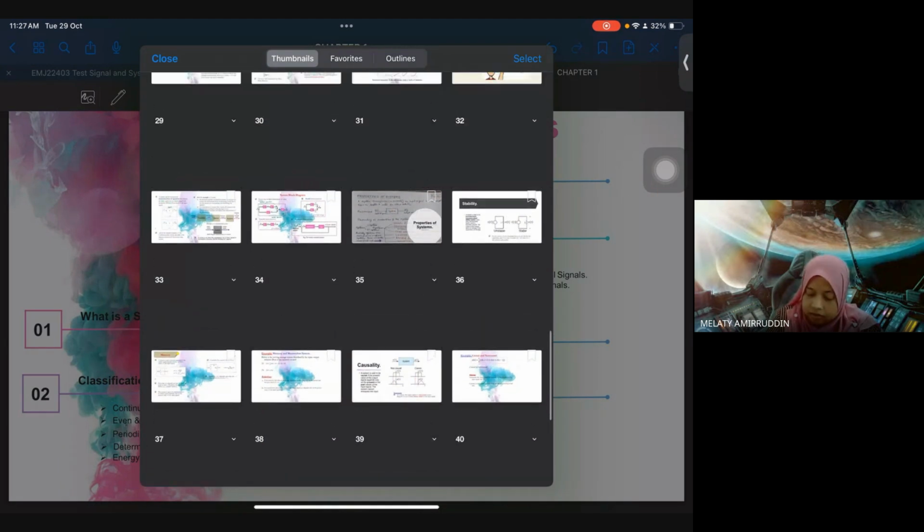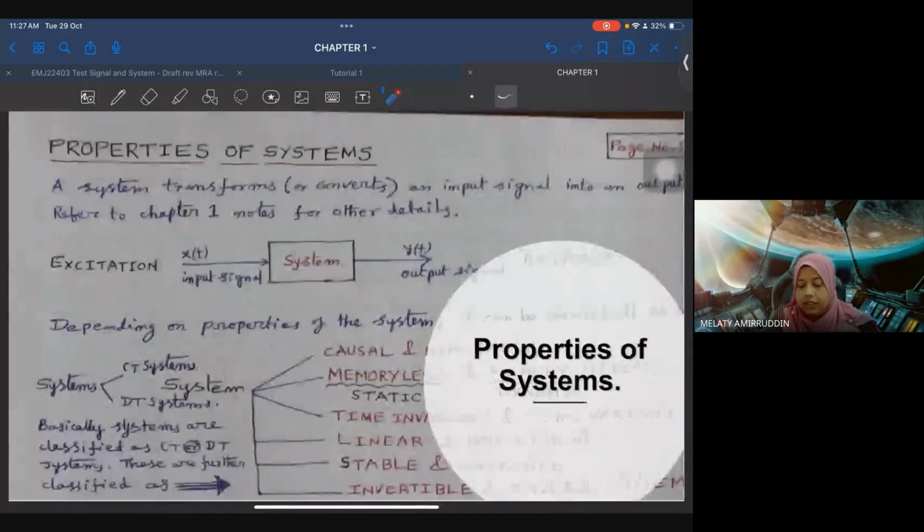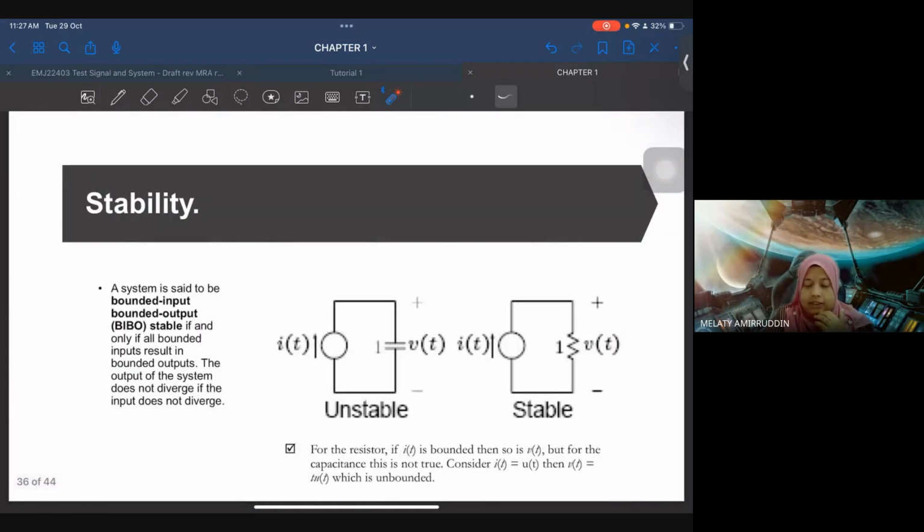Okay, first property is stability. Number one, stability. What is stability? Stability is that the system is bounded input, bounded output. Both are stable. What is bounded input, bounded output? Input signal is equal to output signal.